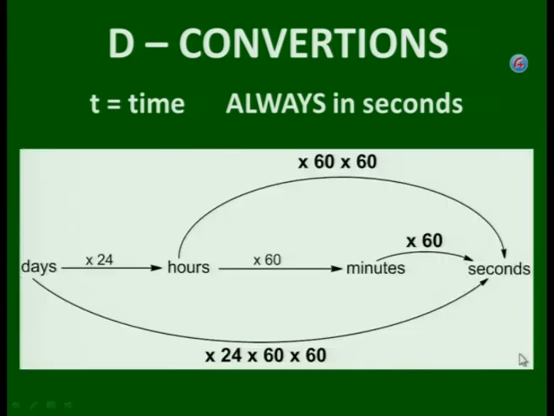Here's a table that you can use, or a graph, for any conversion of time. Minutes to seconds is times 60. To go from hours to minutes, you times by 60. But to go from hours to seconds, you need to times 60 and then times 60 again. To go from days to hours, you need to times by 24. But to go from days all the way to seconds, you need to times by 24 times 60 times 60.